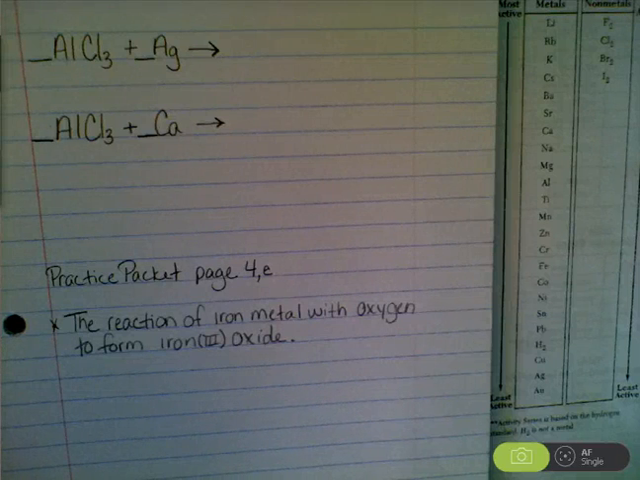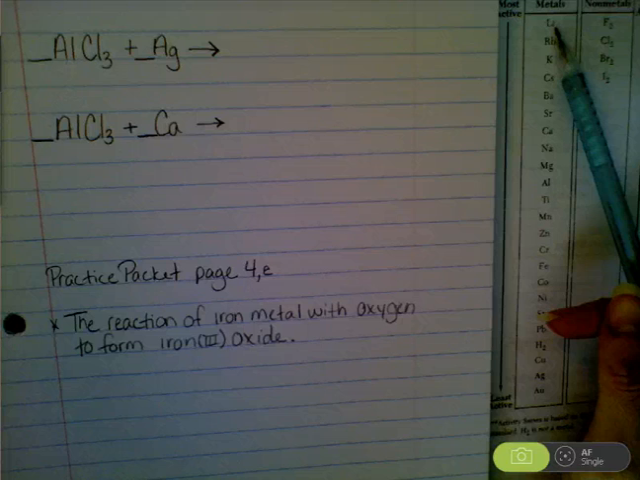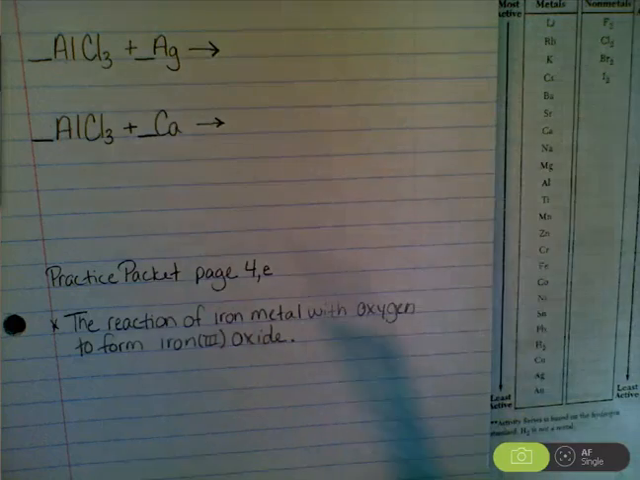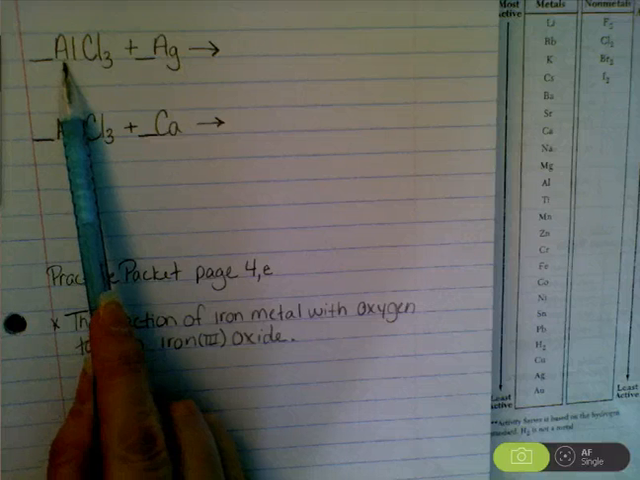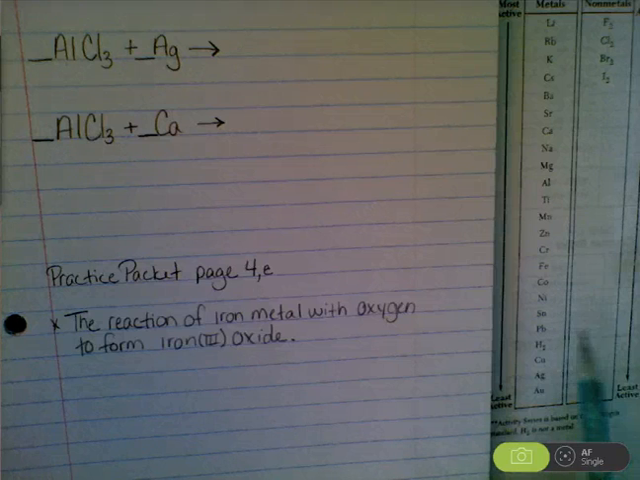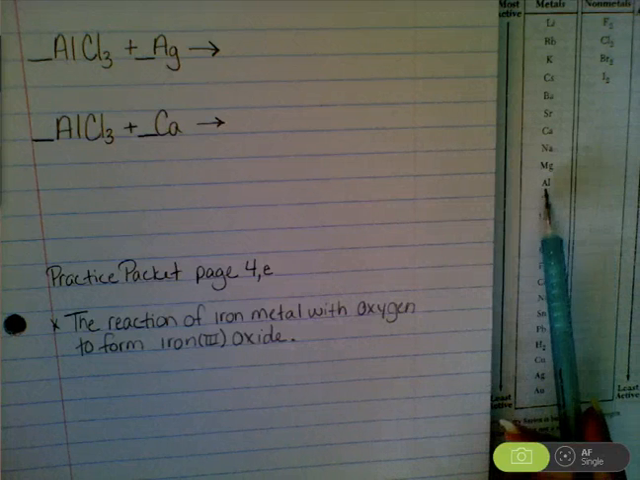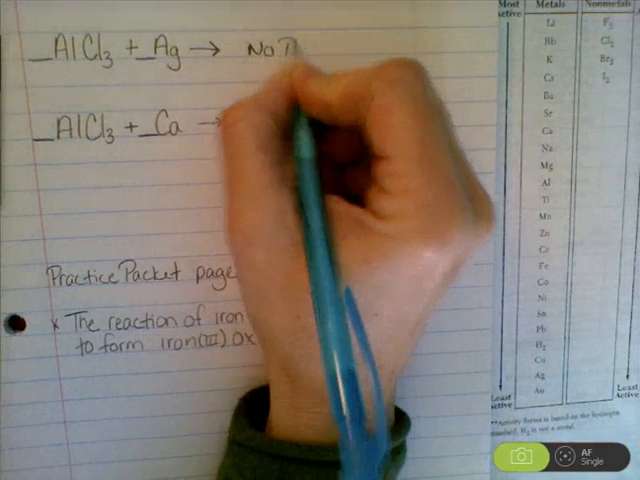Okay, let's use the activity series and determine if these reactions will actually take place. So here's our activity series over here, with lithium being the most active of the metals and with gold being the least active. So here we have silver wanting to replace aluminum in aluminum chloride to produce a new compound. So using the activity series, we find silver, which is down here, and aluminum, which is up here. Since aluminum is more active, this reaction would not take place. Therefore, we could just write no reaction.